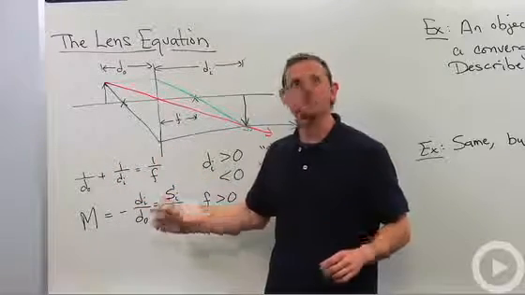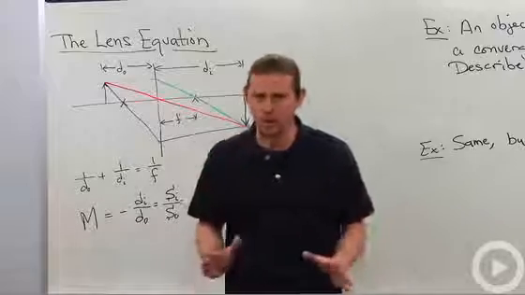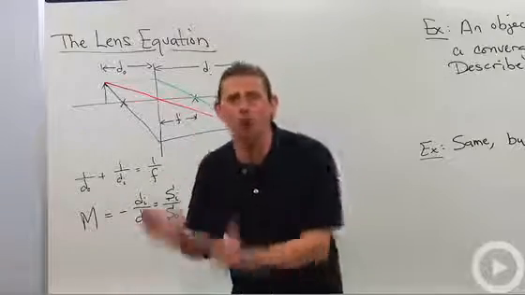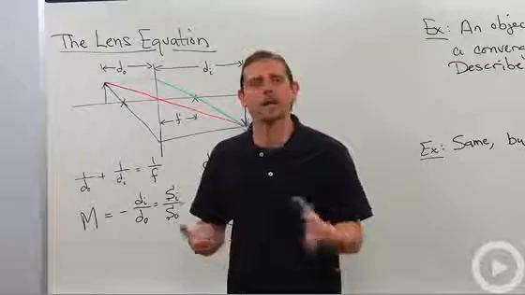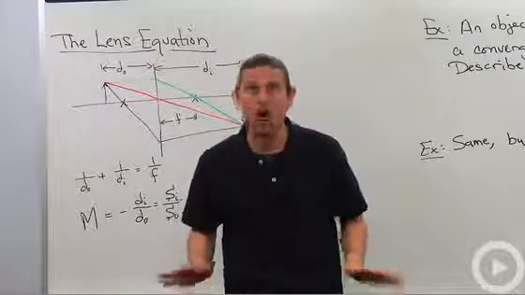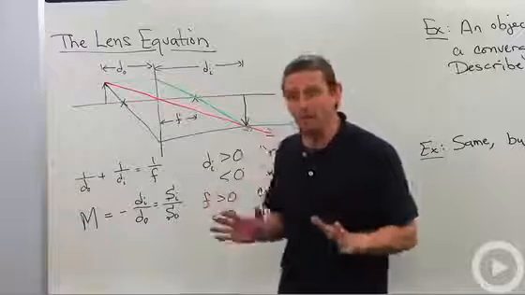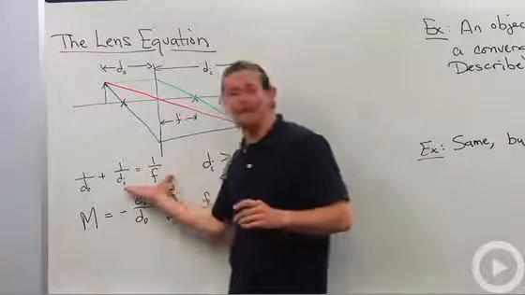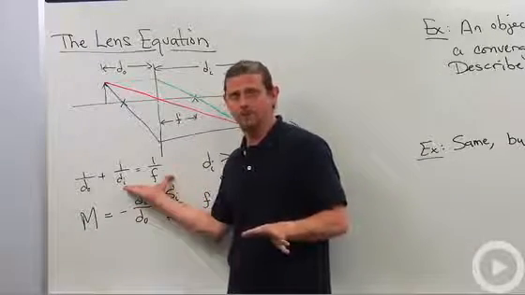Now, the lens equation says that if you do 1 over DO plus 1 over DI, you get 1 over F. You have to be very careful with this equation because it really means 1 over. You can't do DI plus DO equals F because it doesn't. That's never true. All right, so you need to be careful with that. But once you are, it's not that difficult to use this equation.